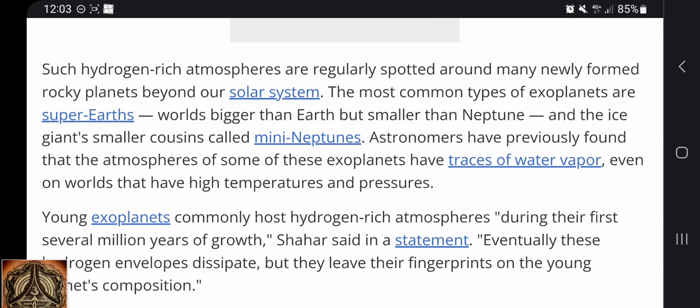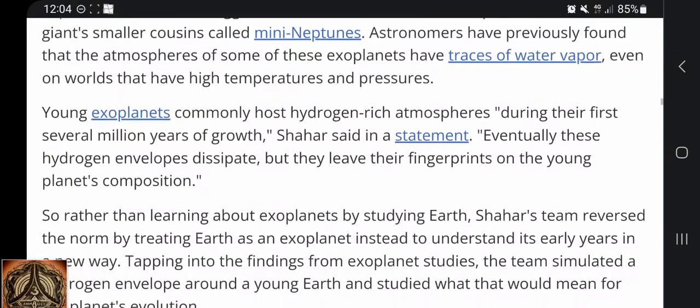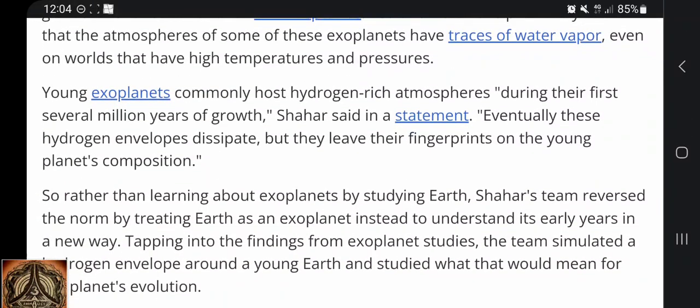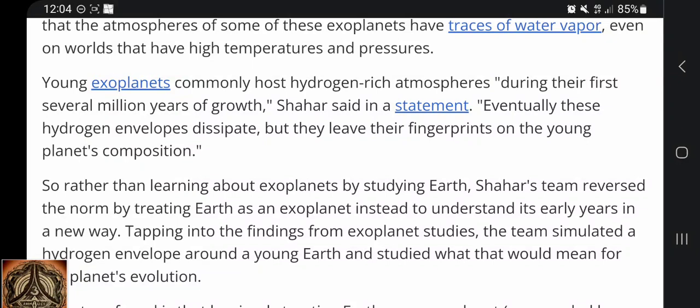Astronomers have previously found that the atmospheres of some of these planets have traces of water vapor, even on worlds that have high temperatures and pressures. Yeah, the sun. But anyway, glowing ball of water. Young exoplanets commonly host hydrogen-rich atmospheres during their first several million years of growth, Shahar said in a statement. Eventually these hydrogen envelopes dissipate, but they leave their fingerprints in the young planet's composition.